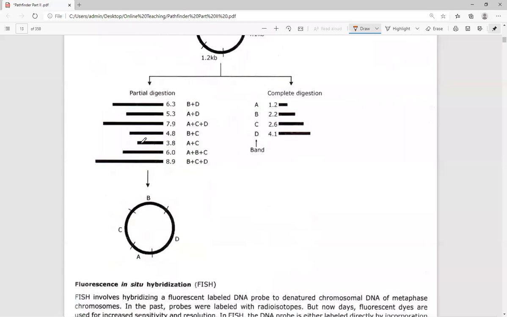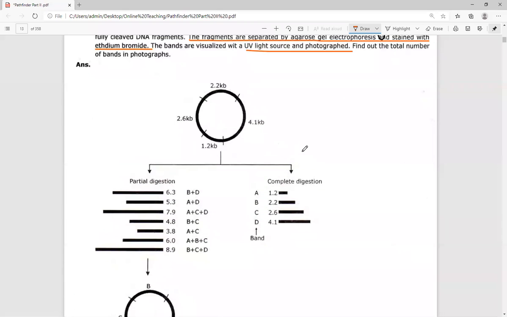Okay, you look here at the partial digestion. You look here at the complete digestion. The complete digestion will produce the following different types of bands: 1.2, 2.2, 2.6, 4.1. So how many different bands? 1, 2, 3, and 4. Four different bands are going to be produced. ये वो चार बैंड है जो कि प्रोड्यूस होते हैं. Which are these bands? 1.2 kilobase pair band, 2.2 kilobase pair band, 2.6 kilobase pair band, and 4.1 kilobase pair band.